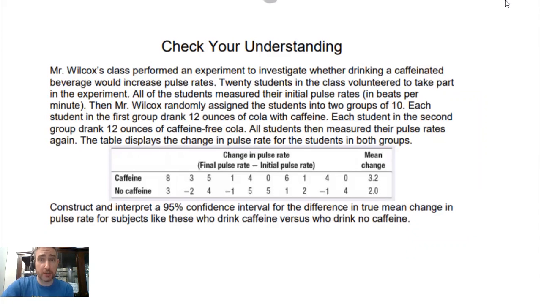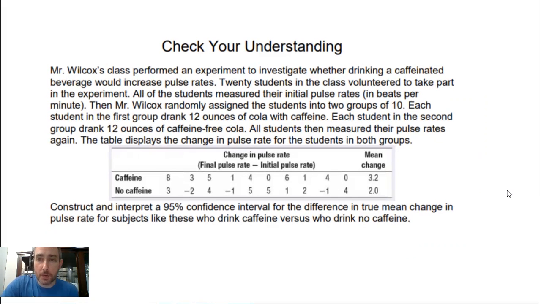Here's your check your understanding question. Mr. Wilcox's class performed an experiment to investigate whether drinking a caffeinated beverage would increase pulse rates. 20 students in the class volunteered to take part in the experiment. All of the students measured their initial pulse rates in beats per minute. Then Mr. Wilcox randomly assigned the students into two groups of 10. Each student in the first group drank 12 ounces of cola with caffeine. Each student in the second group drank 12 ounces of caffeine-free cola. All students then measured their pulse rates again. The table displays the change in pulse rates for the students in both groups.